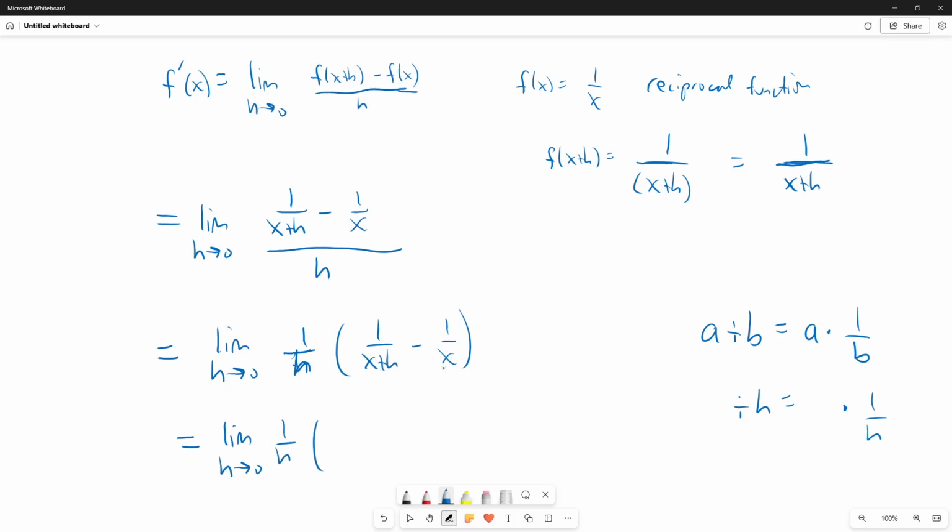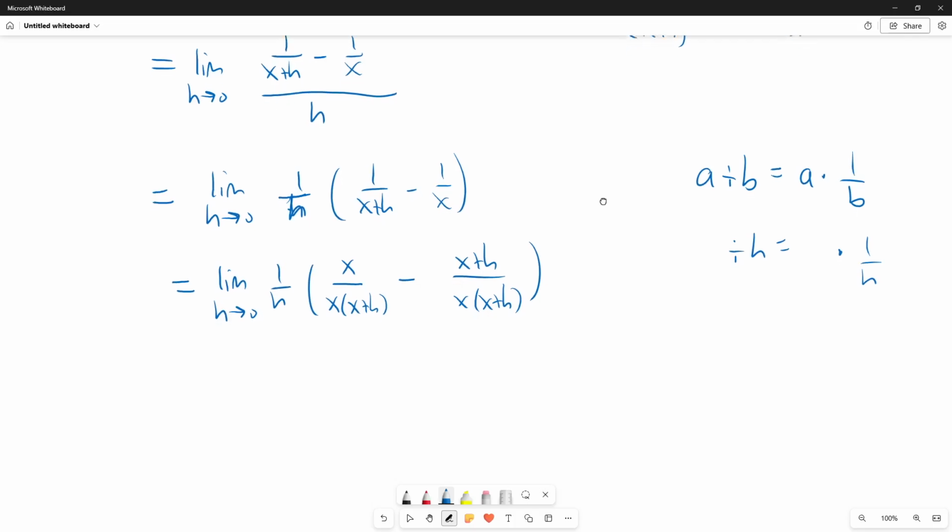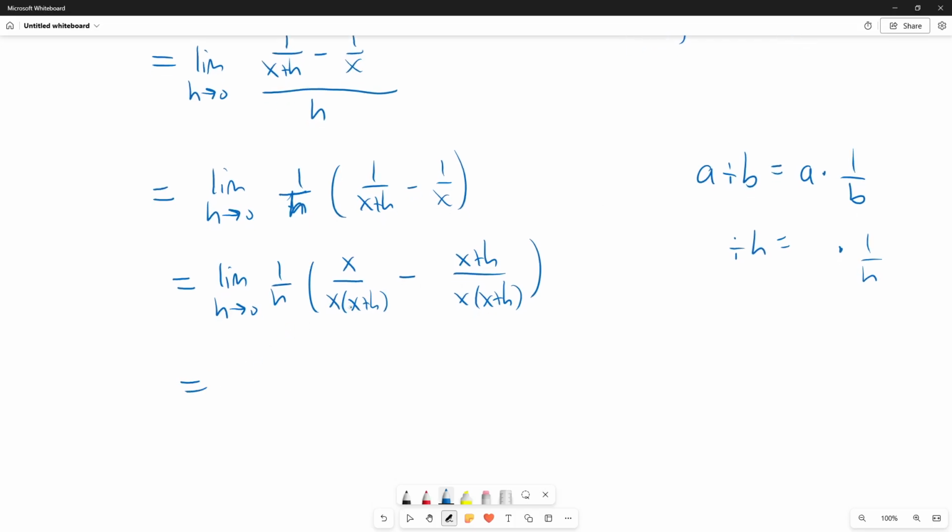The common denominator is x times x plus h, the product of the two denominators. So for the first fraction, we will multiply by x over x. And for the second fraction, we will multiply by x plus h over x plus h. So now they have the same denominator. But we haven't changed the fractions. The first fraction, you could cancel the x's and get back to this. The second fraction, you could cancel the x plus h's and get back to that. So we're just rewriting the fractions in an equivalent form so that they have the same denominator.